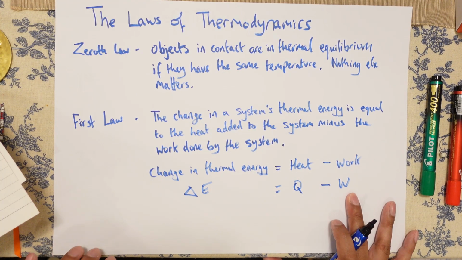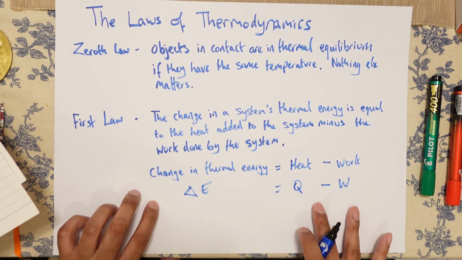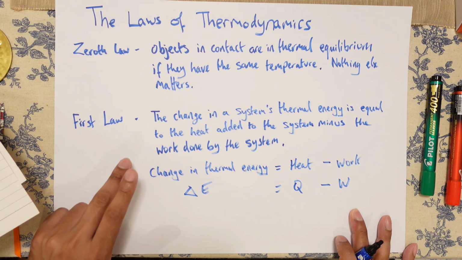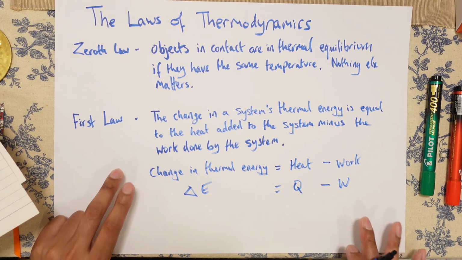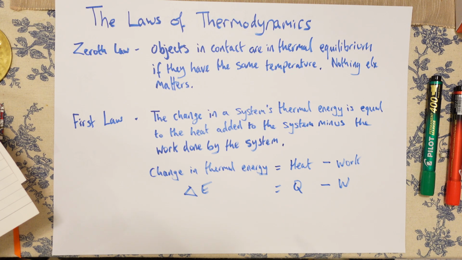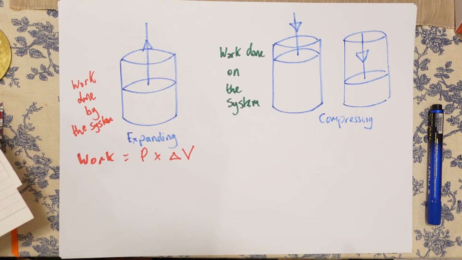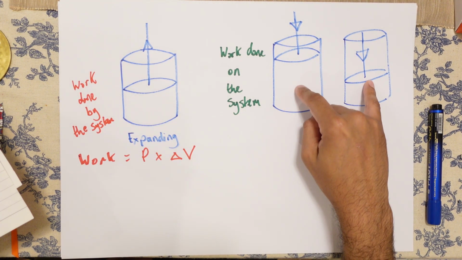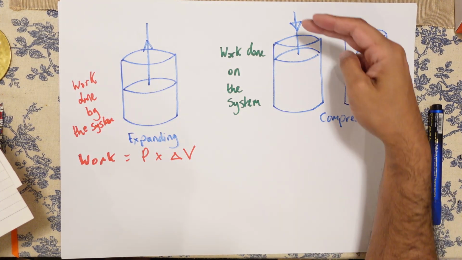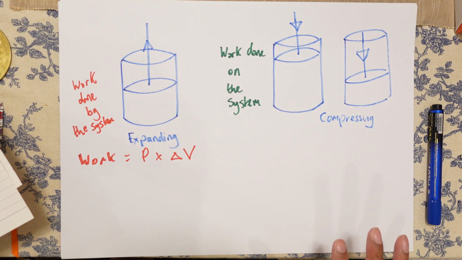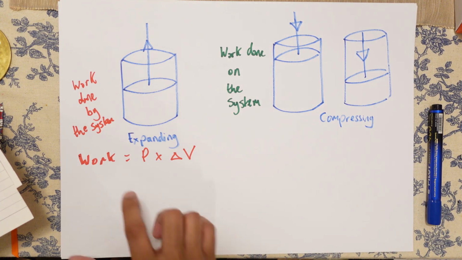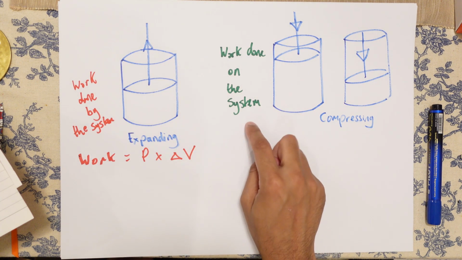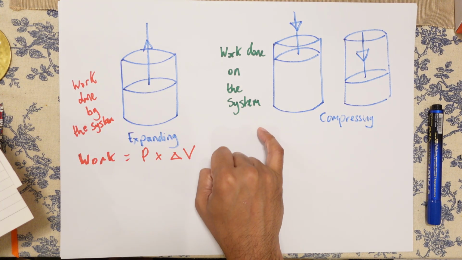Now, we need to be extremely clear about this bit over here, because I've seen people put Q plus W. This is the first law, it's Q minus W, but it comes down to interpretation of work done by the system and work done on the system. So let's figure that out. Let's consider these two things here. So this is a piston, these are pistons, this one's getting bigger and this one's getting smaller over here. Now there's 2 things that we must consider. First of all, what's the work done by the system and what's the work done on the system. So by the system and on the system.